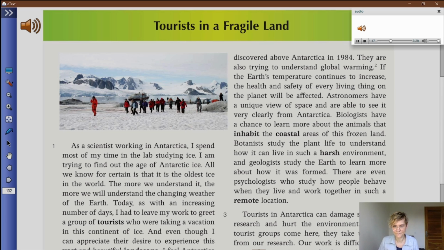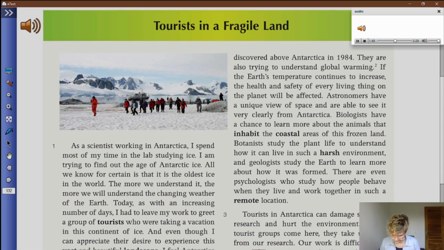Meteorologists are now looking at the effects of the ozone hole that was discovered above Antarctica in 1984. They are also trying to understand global warming. If the Earth's temperature continues to increase, the health and safety of every living thing on the planet will be affected.